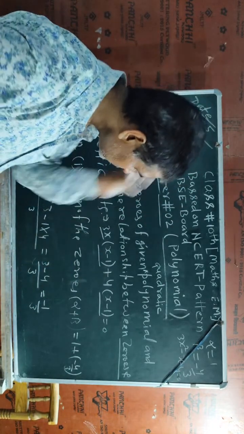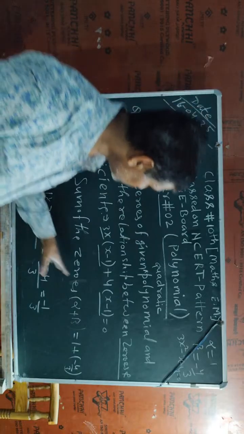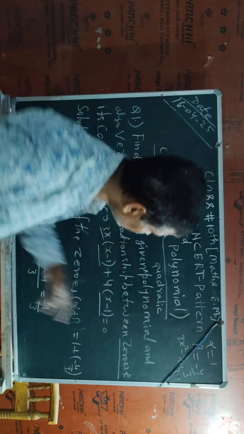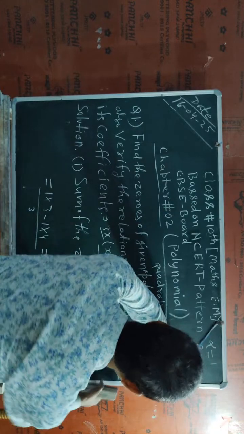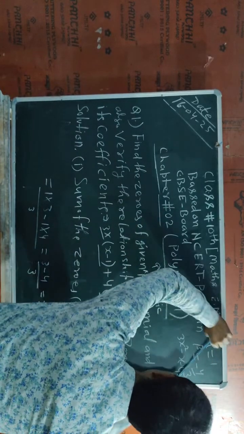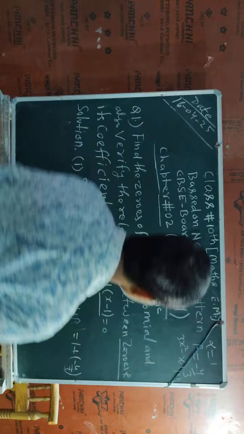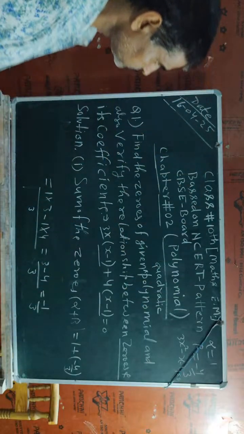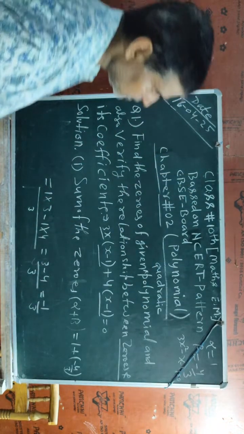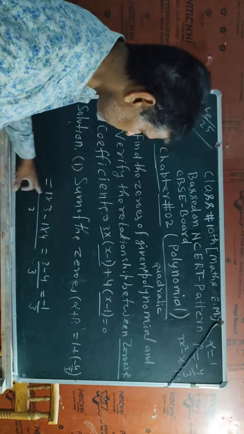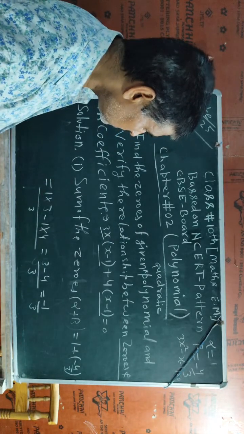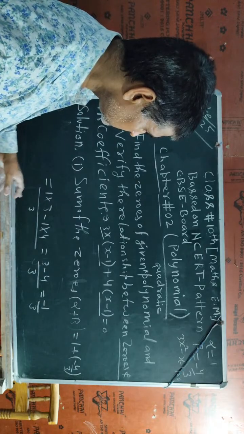So here I will also arrange the sum of the roots. I am going to write the sum of the roots. Sum of the roots is equal to this one, which is equal to minus this.